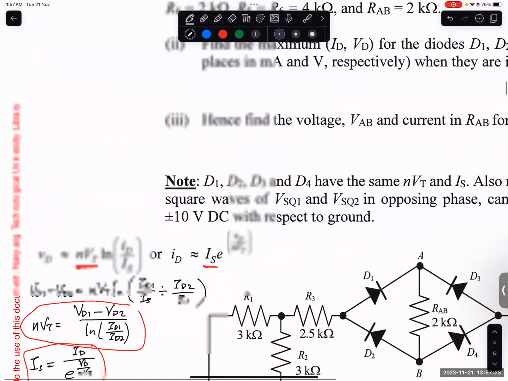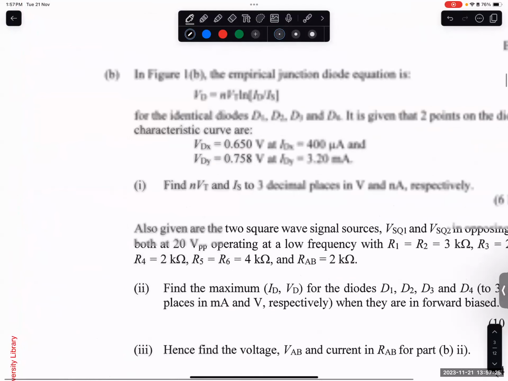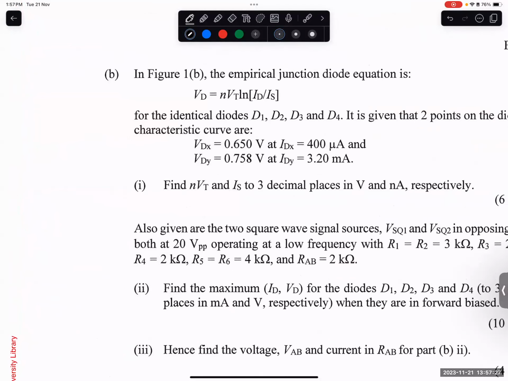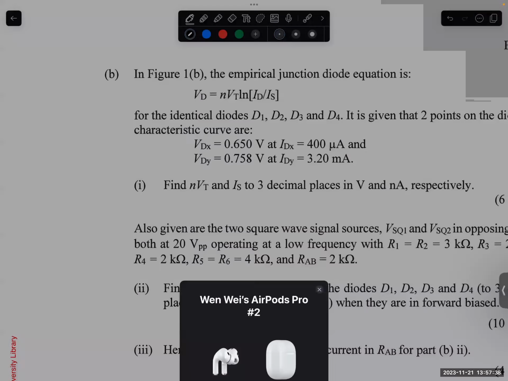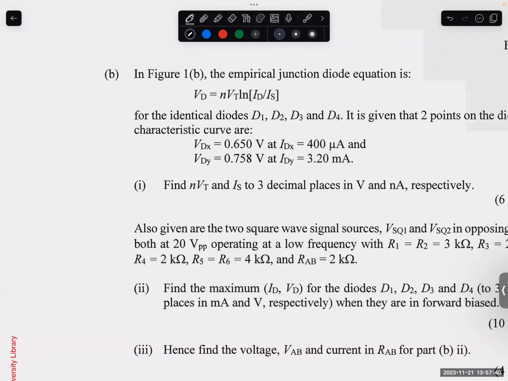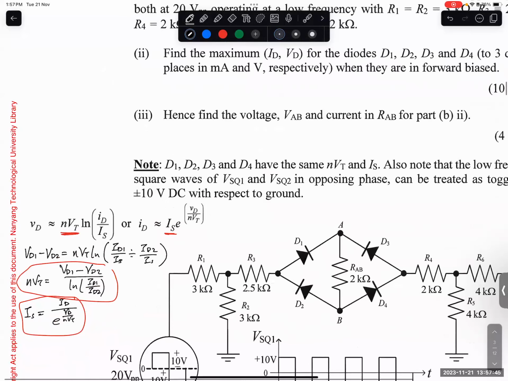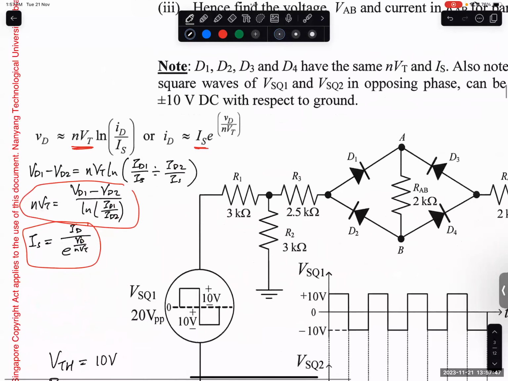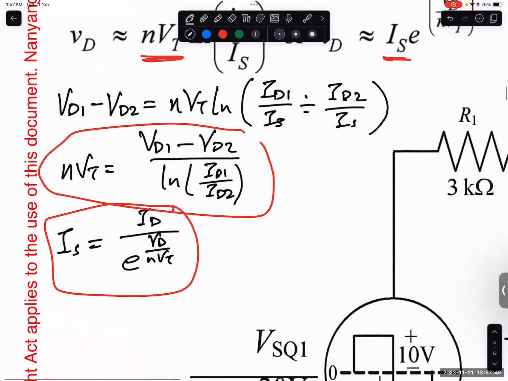Okay, so with that equation, what you're supposed to get? On top is 0.7858 minus 0.65 divided by ln ID, which is 3.2 milliamp divided by 400 micro. Okay, so your NVT you should get 0.0519 something. You got it?